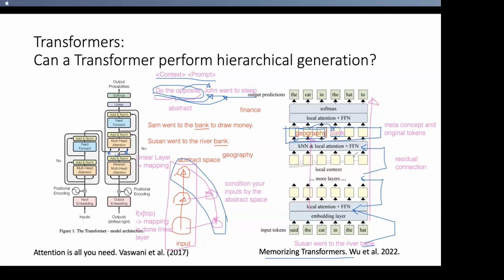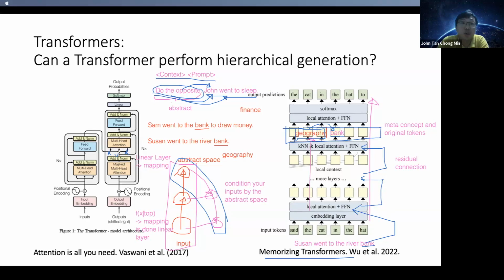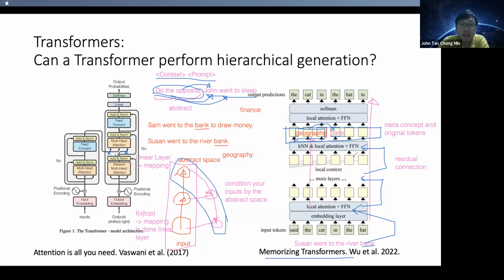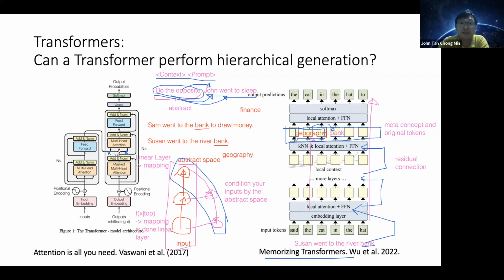So what does that mean in this context? What does do the opposite mean? John went to sleep. So what's the opposite of that? John woke up. Oh, I don't know. If not, how do we explain that? Just by conditioning on some context, the transformer is able to change its behavior so rapidly.